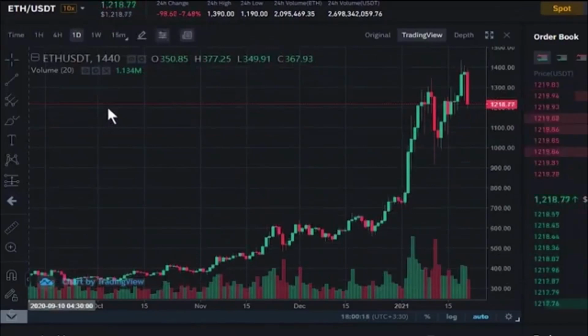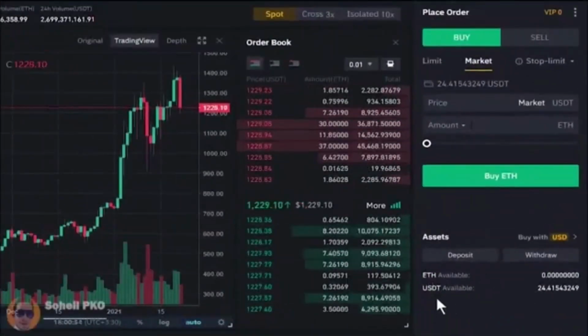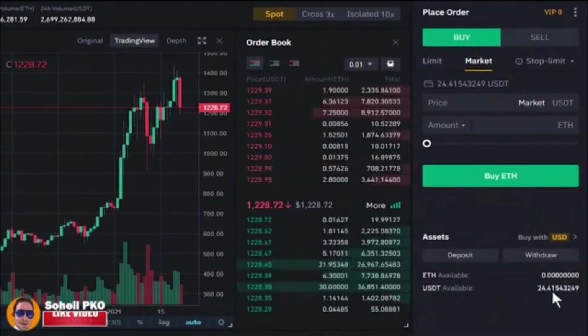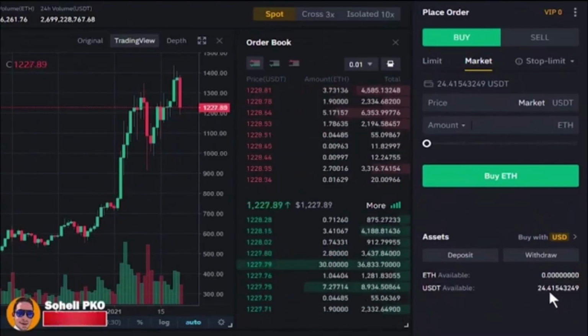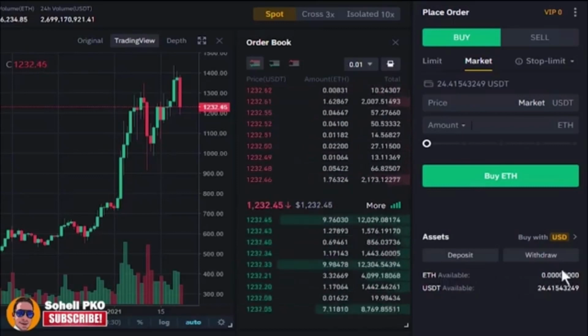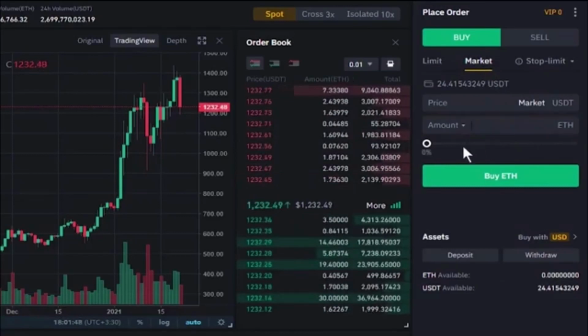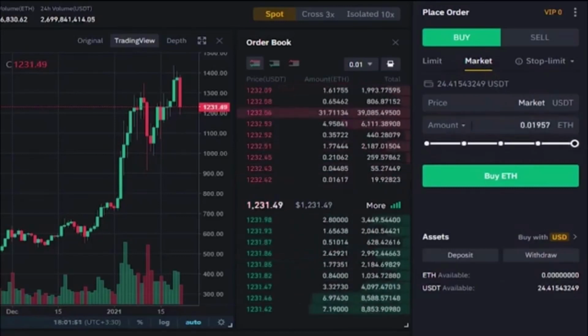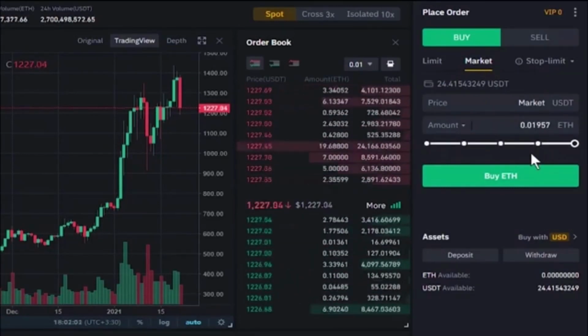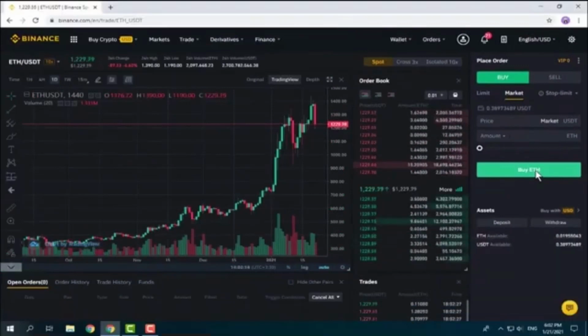We chose ETH to USDT because we have USDT and we want to buy Ethereum by Tether. Here in the bottom in the assets, as you can see, we have 24.4 Tether available to buy Ethereum and no Ethereum available yet, as you can see. So we place another market order, and this time we set the amount to 100%. Actually, we want to buy Ethereum with all amount of our available Tether. We click on the buy ETH and the order is executed.